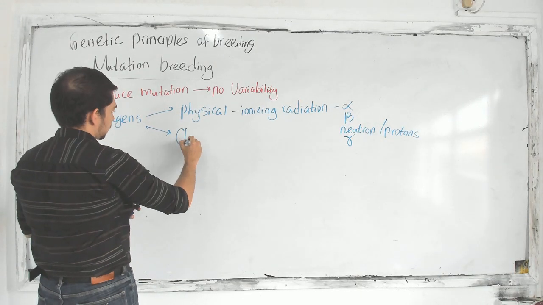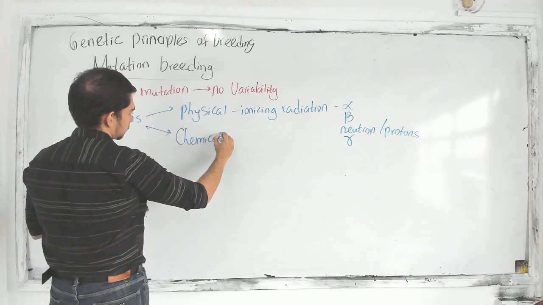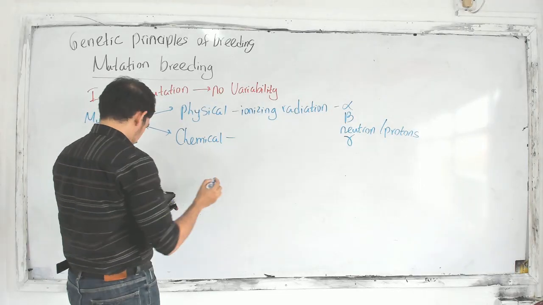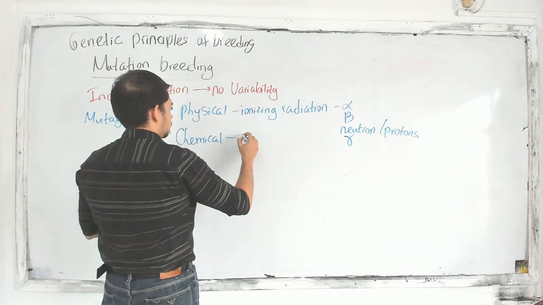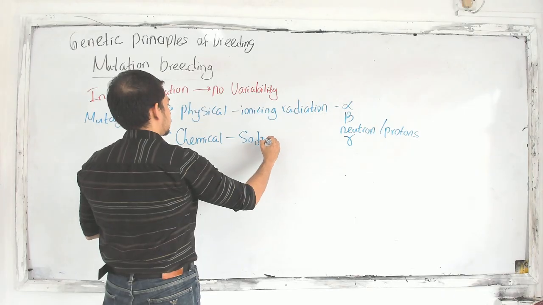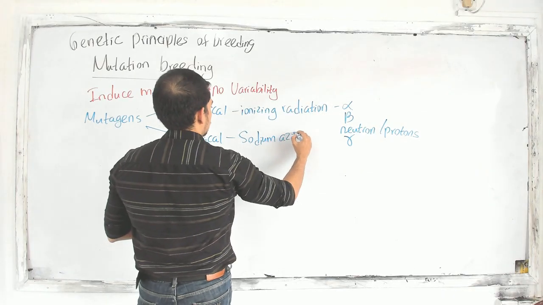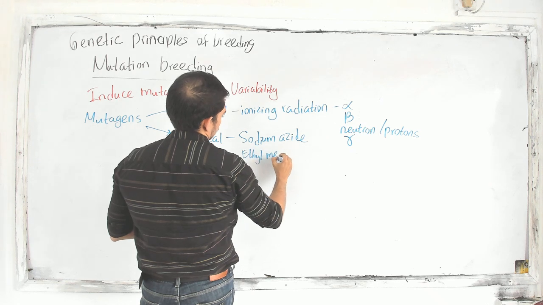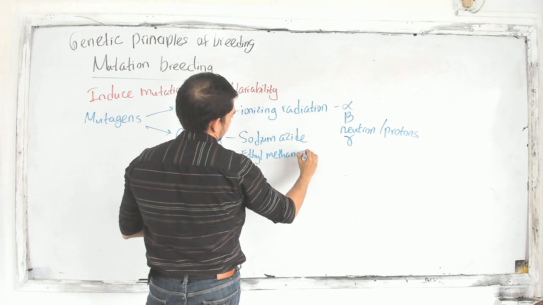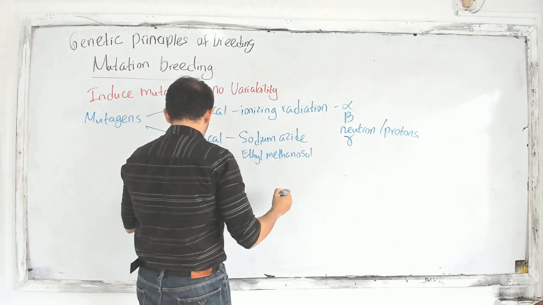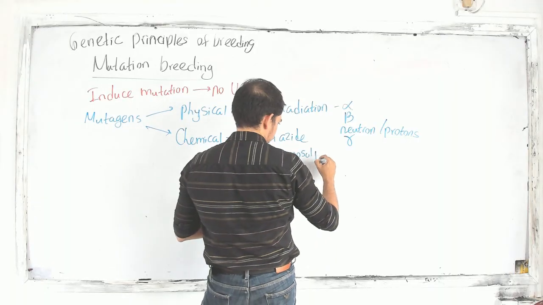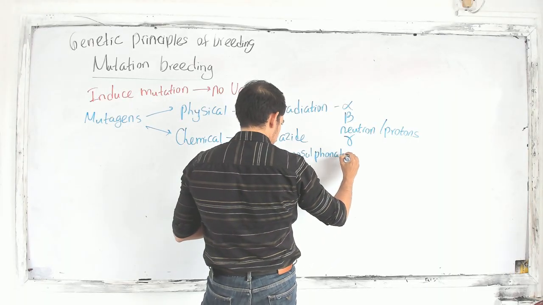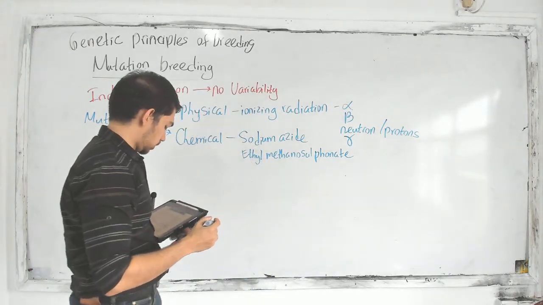Then what are the other mutagens? Chemical. A few examples: sodium azide, ethyl methanesulfonate. They can ask you this in MCQs.